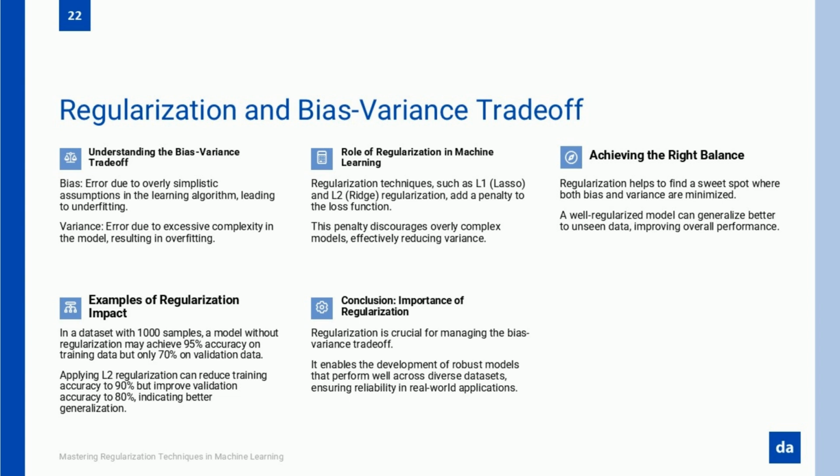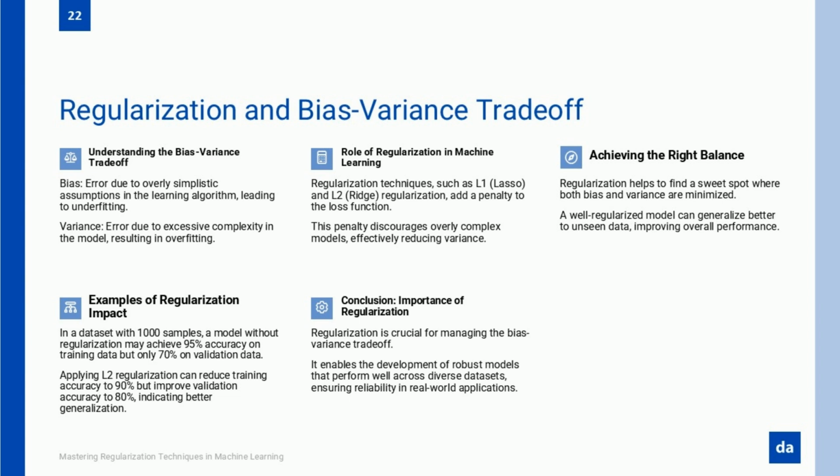The bias-variance trade-off isn't a problem you can solve once and forget. It's an ongoing balancing act. And regularization is your most powerful tool for managing it. By applying the right amount of regularization, you ensure that your model captures the meaningful patterns in your data without getting lost in the noise. It's not just about improving performance, it's about building models that are robust, reliable, and ready for the real world.